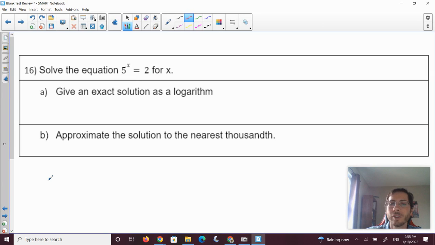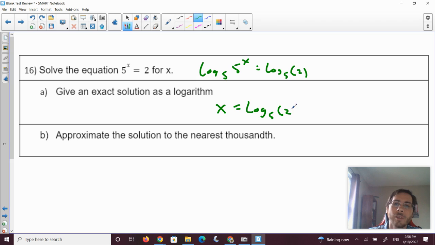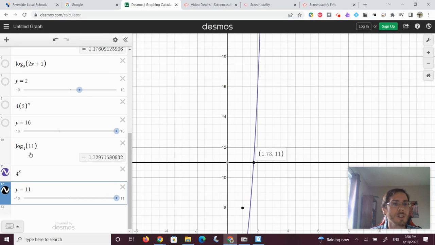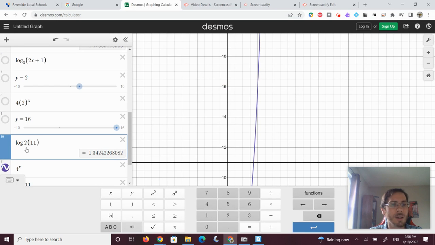Same deal here. So we're doing the same thing. Since I did the snail method, the other one, for this one I'll do the other method. So we want to take the log base 5 of both sides, because log base 5 of 5 is 1. So we get x equals log base 5 of 2. So that would be our exact solution. Approximate the solution to the nearest thousandth. Same deal though. So we're just going to change this to log base 5.